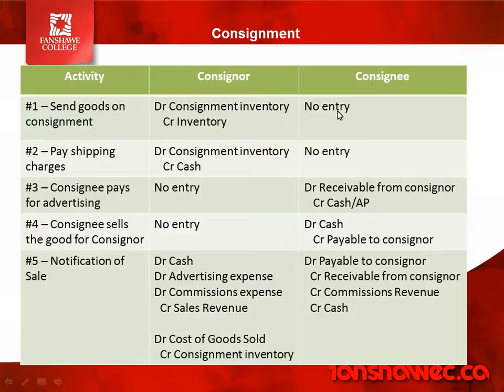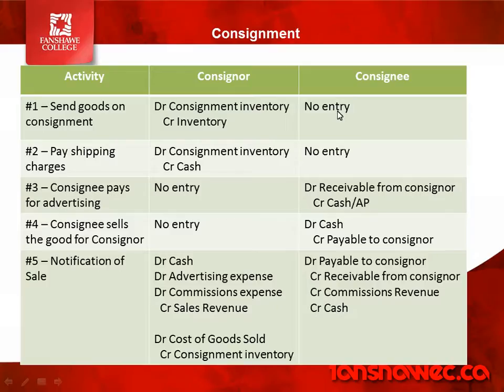So the consignor has decided to send the consignee some inventory. Well, on that date, like I mentioned, the consignor, which was us, the store in London, we have to do a journal entry to debit consignment inventory and credit regular inventory, so that we now know how much of the inventory is out on consignment.